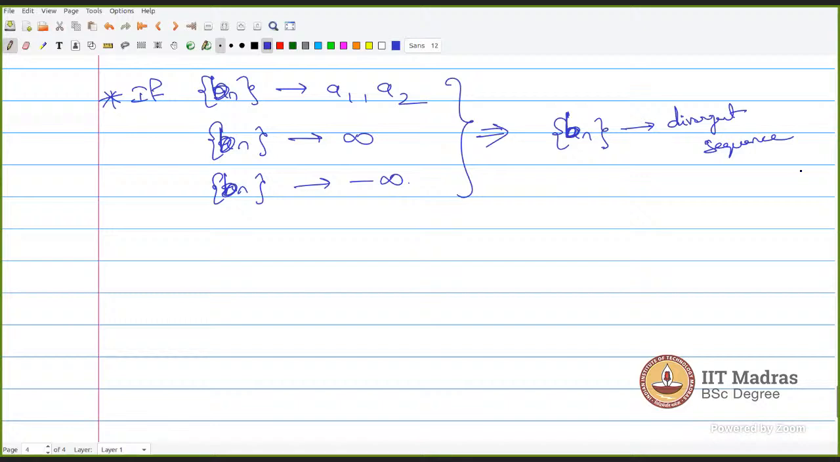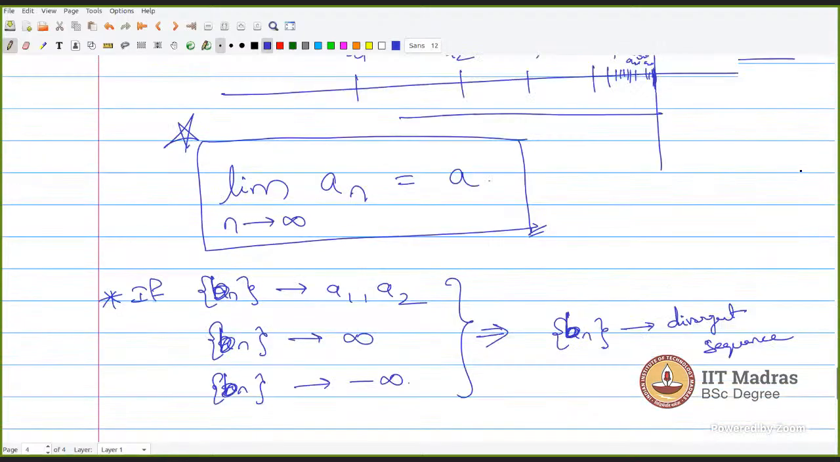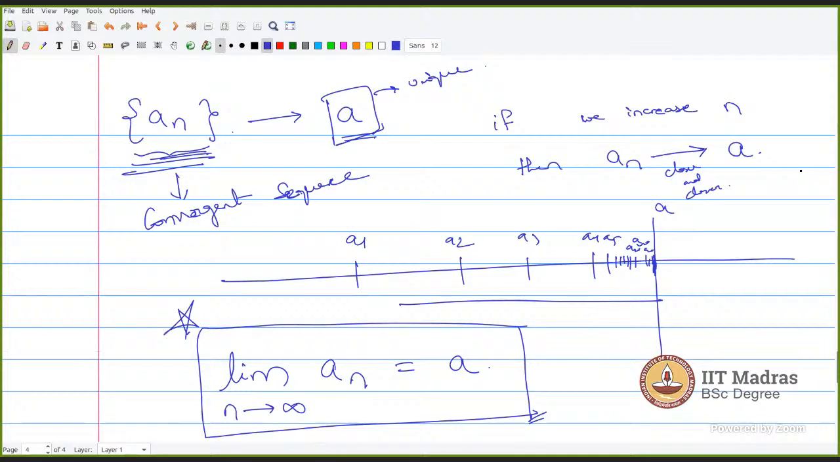Sir, in convergent sequences, when n approaches infinity, is A the maximum value the sequence can achieve? It can be maximum or minimum. It can go backside also. It is either going to positive infinity or negative infinity. It shouldn't go to infinity. It should go to some real value, real number. Okay, sir.